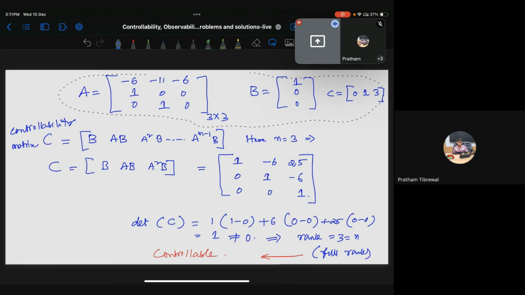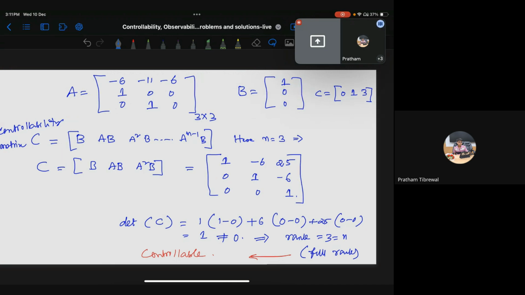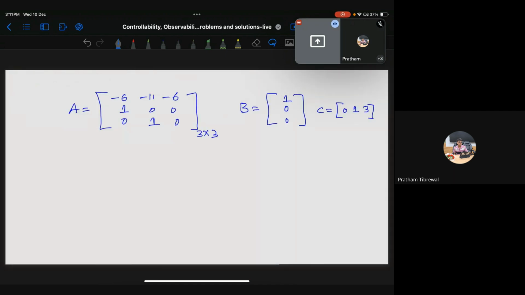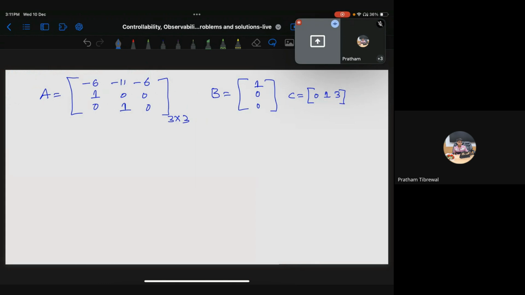Next, is there any query here? No, sir. Yeah. So next, similarly, we will find the observability matrix.